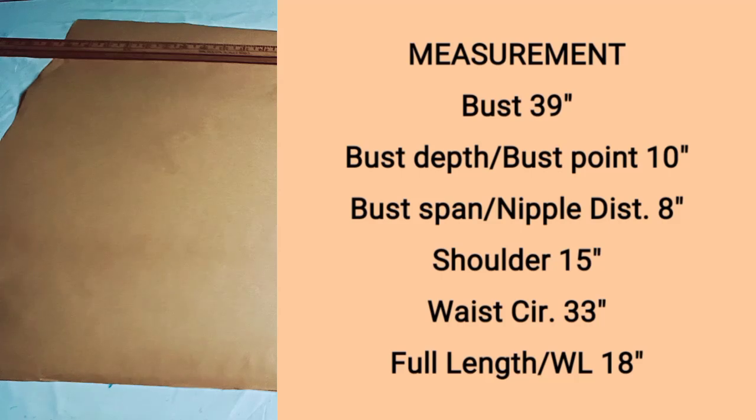And our measurements are bust 39, waist 33, nipple distance or bust span 8 inches, bust point 10 inches, the waist circumference is 33, and the full length of the bodice is 18 inches.